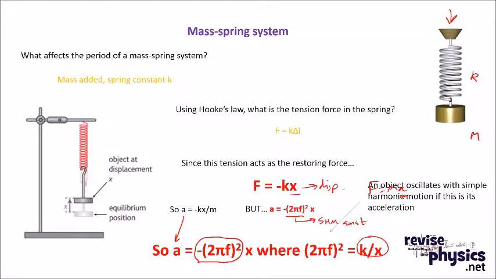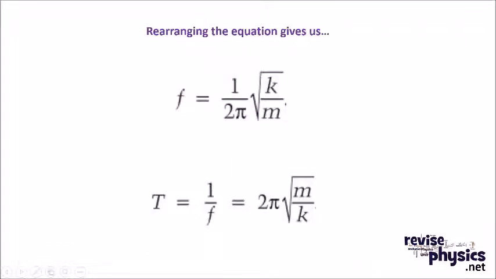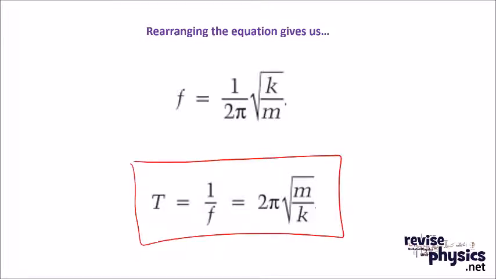And the other thing to remember is an object is oscillating with simple harmonic motion if this here is its acceleration. This is the condition for simple harmonic motion. Now rearranging that previous equation means that we can work out the frequency: if we expand out the squared brackets, we get a frequency of 1 over 2 pi root k over m. So the period of oscillation for a mass spring system is equal to 2 pi root m over k, and that is our mass spring equation.